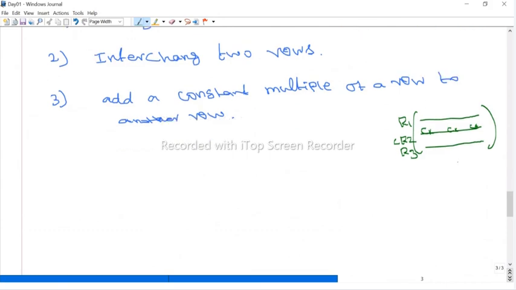Suppose I interchange R2 and R1. So first we interchange R2 and then R1. I have to keep R3 fixed. So this is another type of elementary operation.